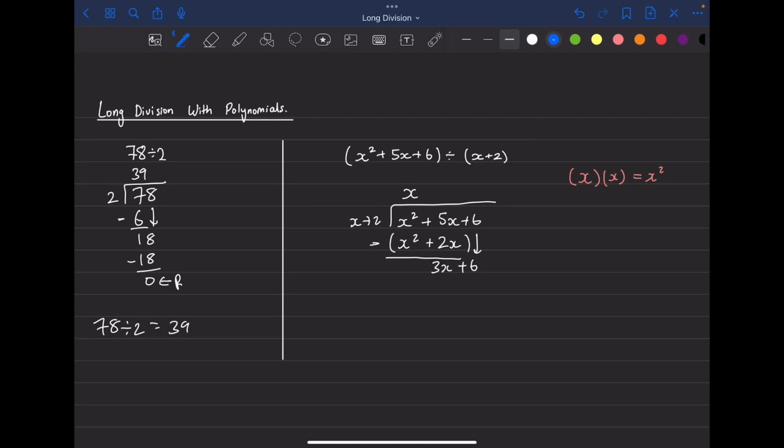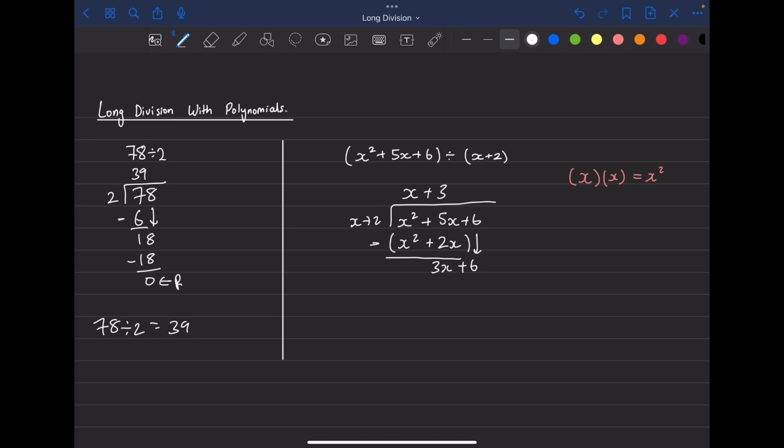But yeah, so now we should ask ourselves again, how many times does x plus 2 go into 3x plus 6? Once again, let's just ignore the 2 for now. So ignore this 2 and ignore the 6. We want to always look at the highest power of x. So look at the x and the 3x. So how do you get from x to 3x? You multiply by 3. x times 3 is 3x. So we're going to write plus 3 on top.